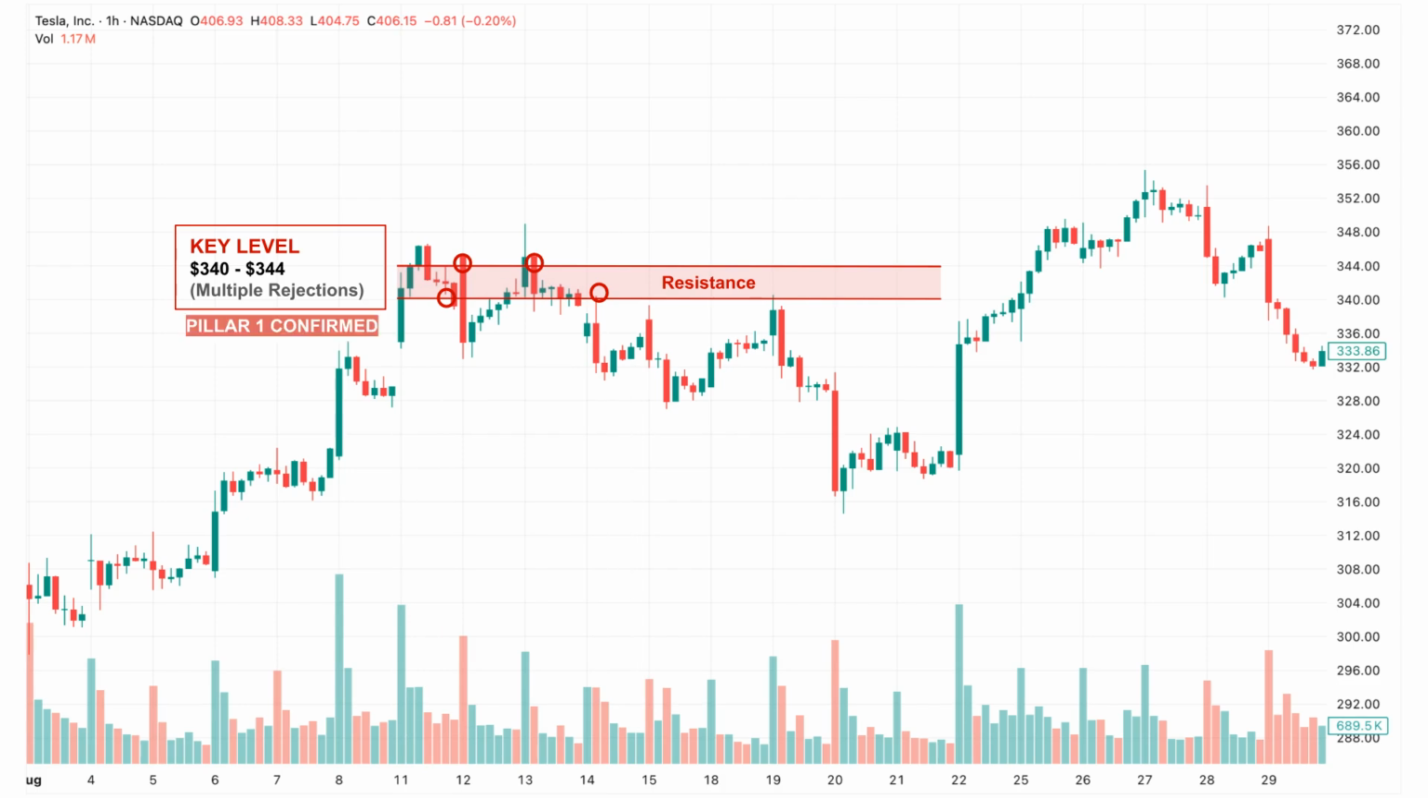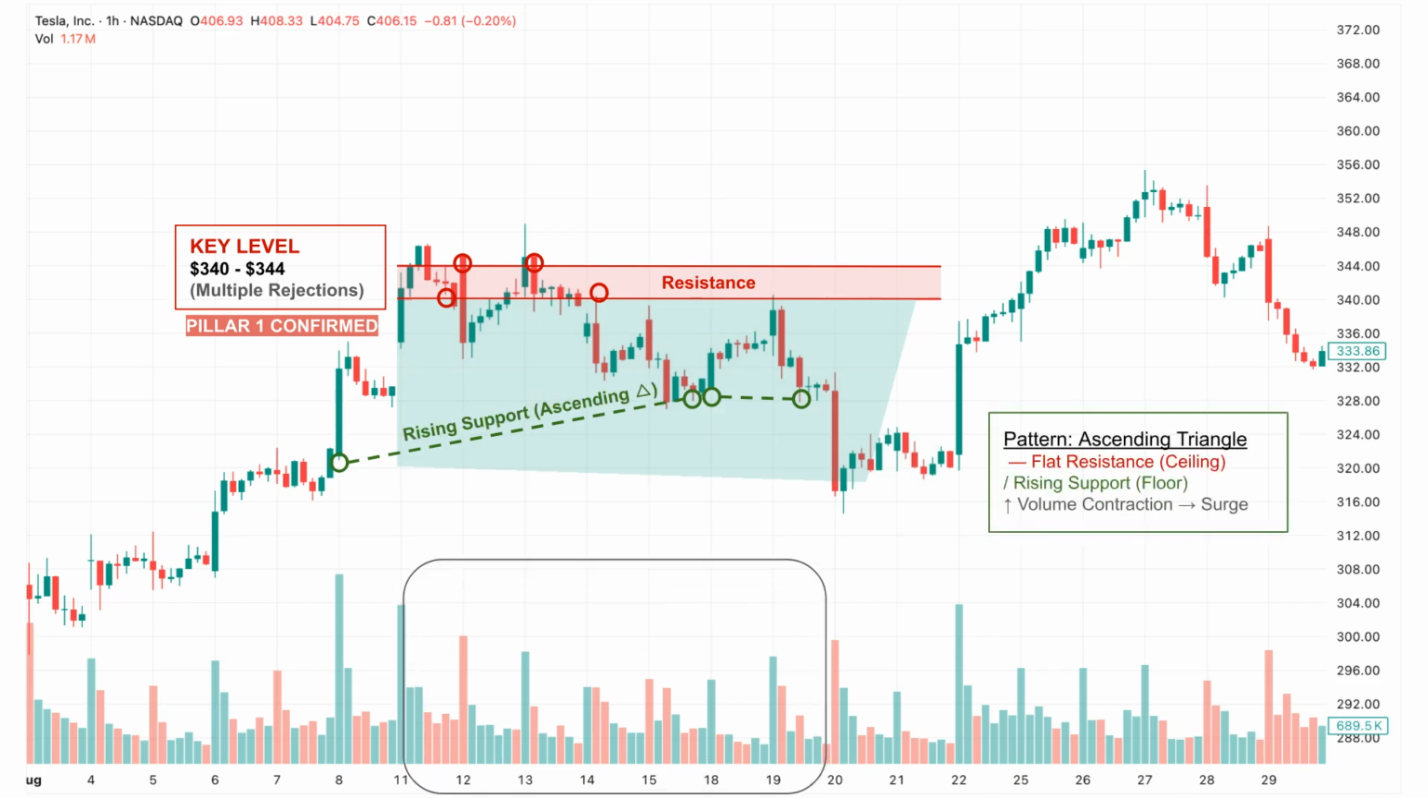Pillar 1 confirmed. Pillar 2, the consolidation pattern. Let's look at the lows. The August 8th low was $320. By August 15th, the low was $329. By August 18th and 19th, lows are $330 and $329 respectively. Connect those lows, and you get a rising trend line, a floor that is gradually ascending, while the $340 to $344 ceiling stays flat. That is the ascending triangle. Volume contracts visibly through mid-August, confirming the compression is genuine. Then on August 20th to 21st, the market delivers the shakeout.